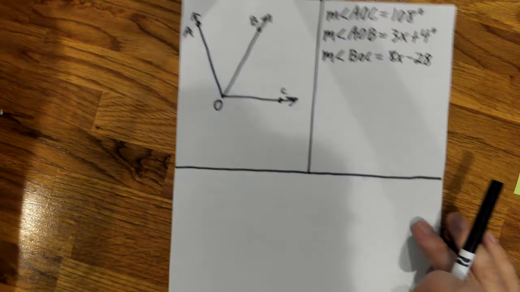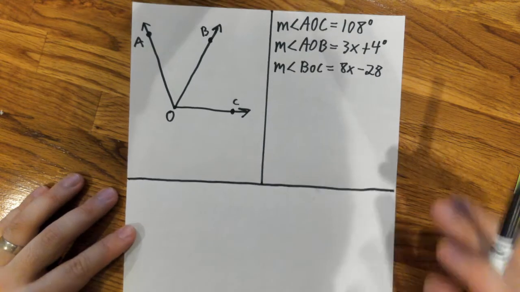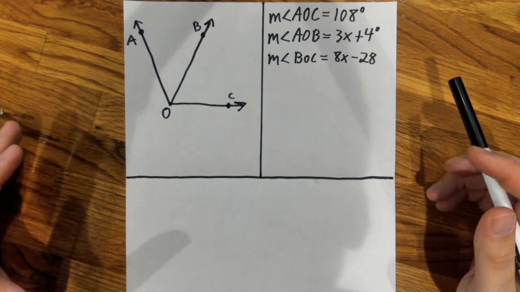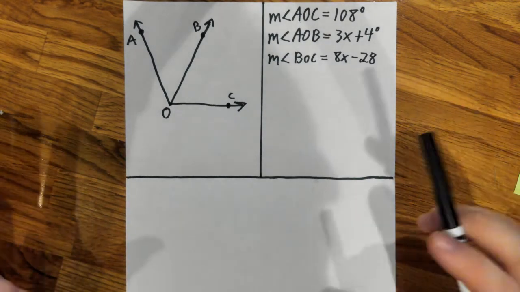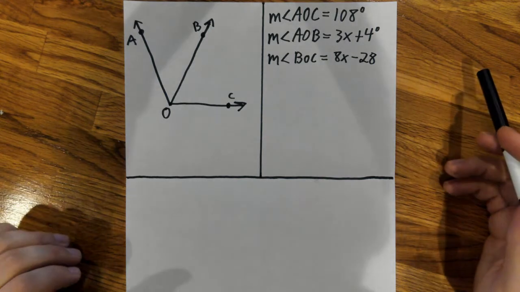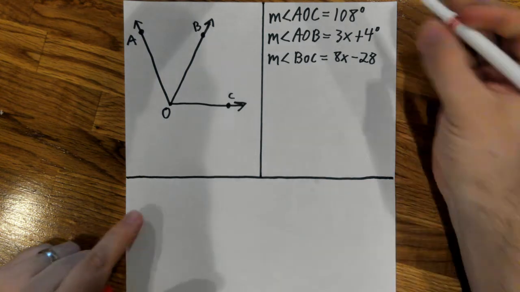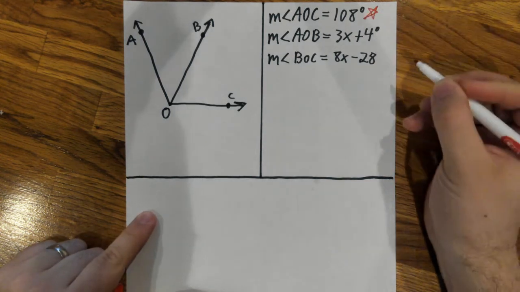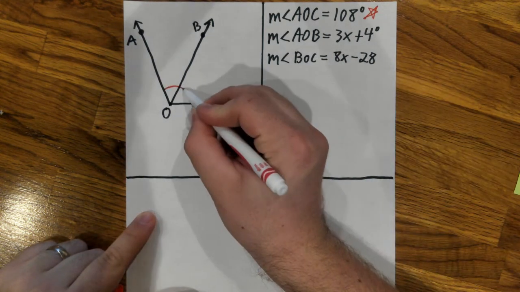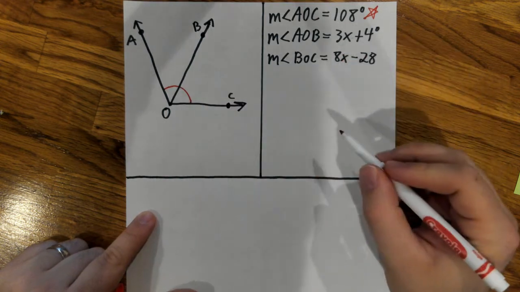Here's a problem we're going to look at today. These are adjacent angles, meaning that they're next to each other. They are not complementary or supplementary. They don't equal 90 degrees. They don't equal 180 degrees. In fact, what it says right here is that this whole angle is 108 degrees.